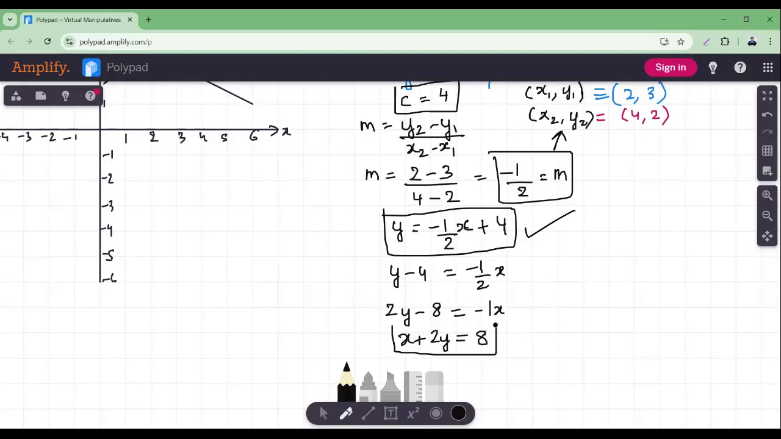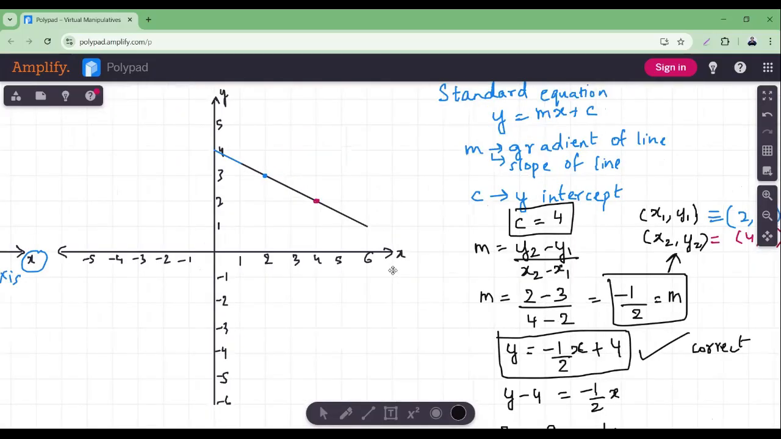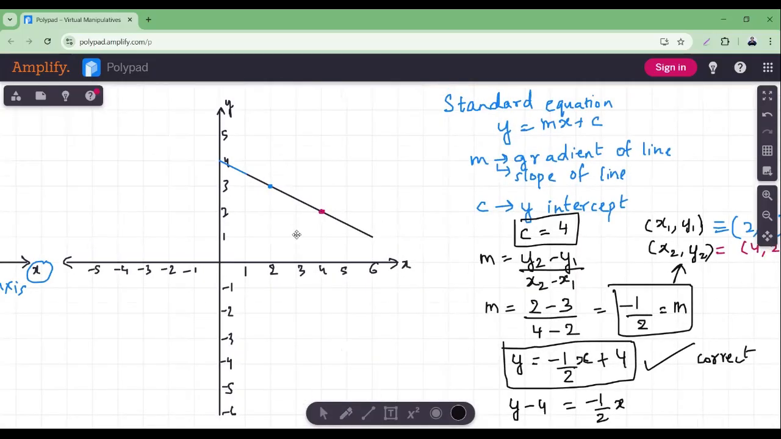So see, this also looks like a similar equation, right? It's a beautiful looking, correct equation. Nothing wrong about it. It's just modified; from this side to that side it is gone. That's all. So this is the equation of this line: x plus 2y is equal to 8. This is how this line is represented.